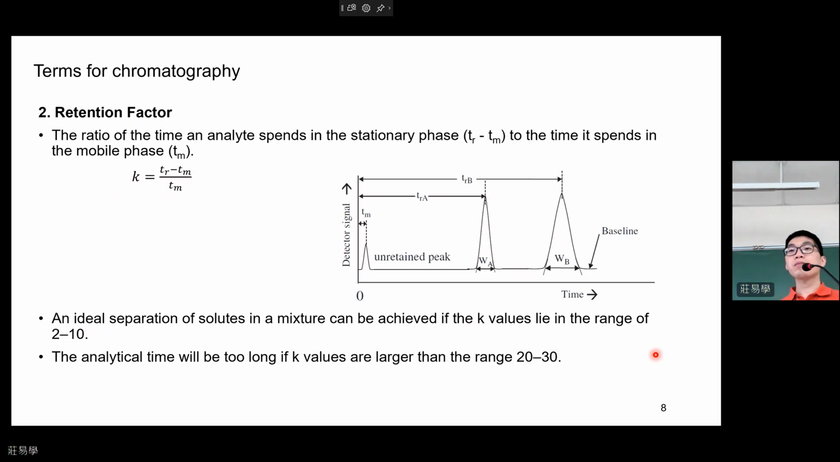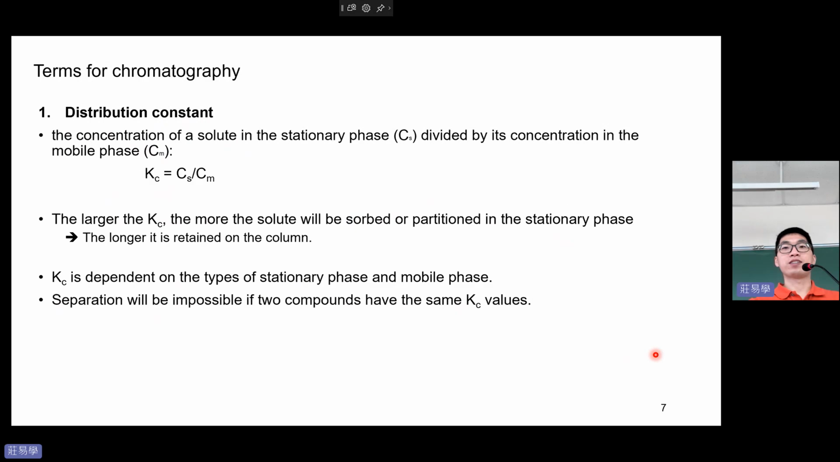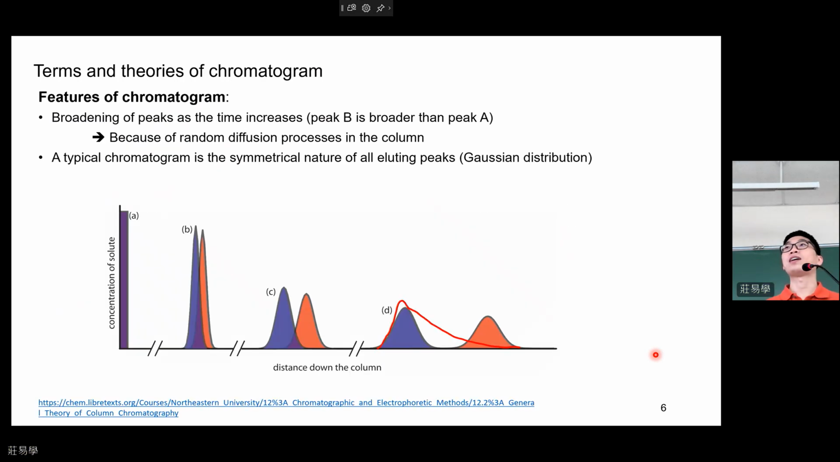Why? Why do we care if the retention factor or the retention time is too long? The hint is here. Why is it that when developing an analytical method, a retention time that is too long is not good, and too short is also not good? The hint is given in this slide.